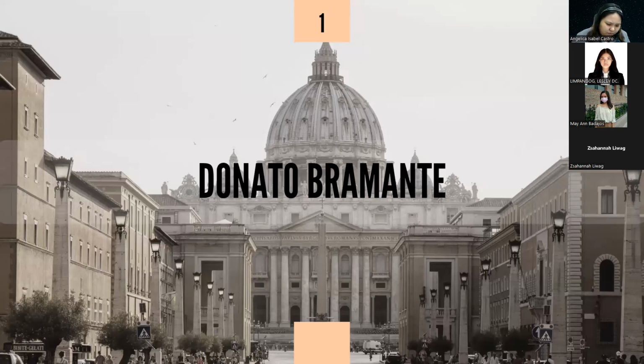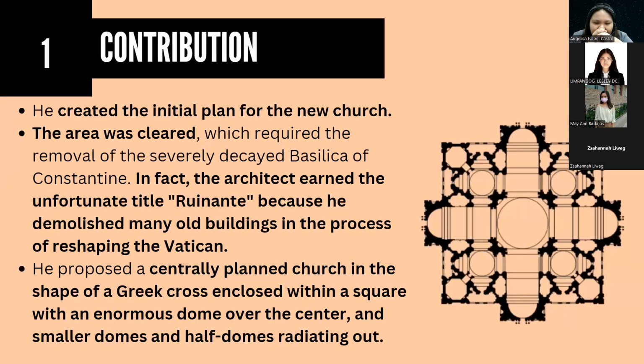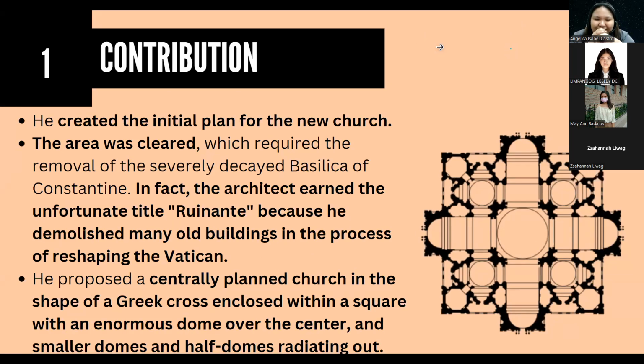Donato Bramante, unang arkitekto na nag-ambag sa bagong St. Peter's Basilica. He introduced the high Renaissance style in architecture. Next po. Yung contribution niya, he created the initial plan for the new church. The area was cleared. In fact, the architect earned the unfortunate title Ruinante because he demolished many old buildings in the process of reshaping the Vatican.